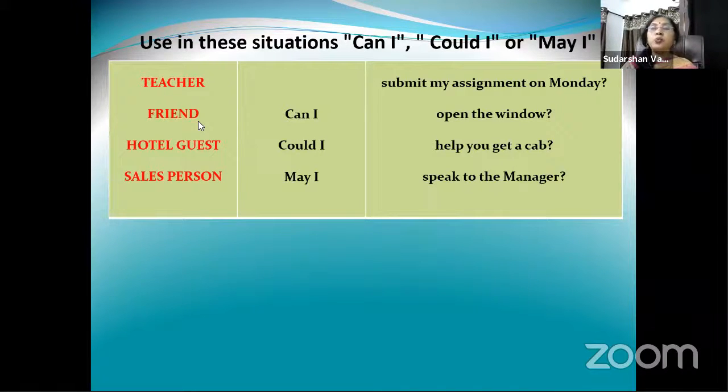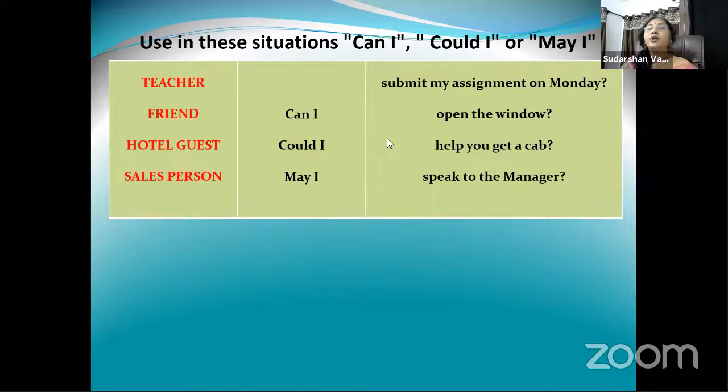If it is your friend, what will you use? Can I? But will you say, can I submit my assignment on Monday? No. Can I open the window? Can I help you get a cab? These are the two sentences you use. A hotel guest. Can I help you get a cab? Can hotel guest, not can I.